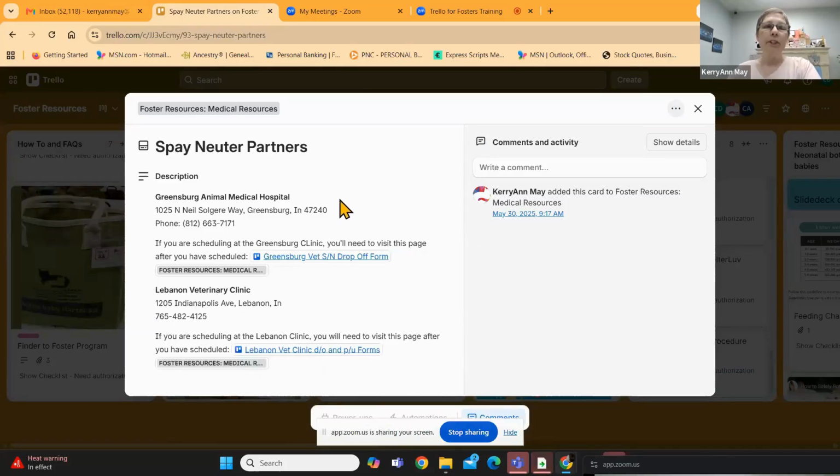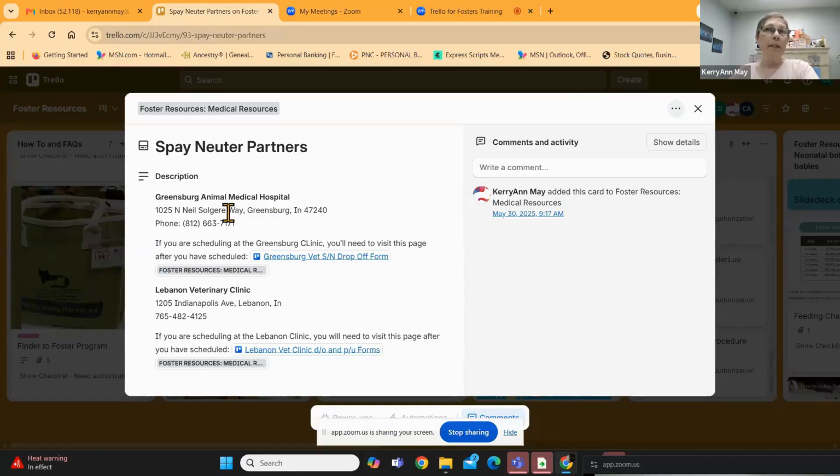Generally, if we're going to Lebanon, we're trying to bring a car full of cats at a time. We've brought as many as 30 in one day, but Greensburg does limit us to 3 per day, and they generally do those on Tuesdays, Wednesdays, and Thursdays. So that gives you an idea of what might be most convenient for you.